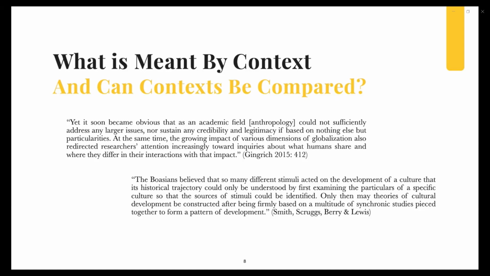And like I mentioned in the previous slide, I don't think Boas actually kept quite an open mind. To quote Smith, Scruggs, Berry and Lewis, the Boasians believed that so many different stimuli acted on the development of a culture that its historical trajectory could only be understood by first examining the particulars of a specific culture so that the sources of stimuli could be identified. Only then may theories of cultural development be constructed after being firmly based on a multitude of synchronic studies pieced together to form a pattern of development.